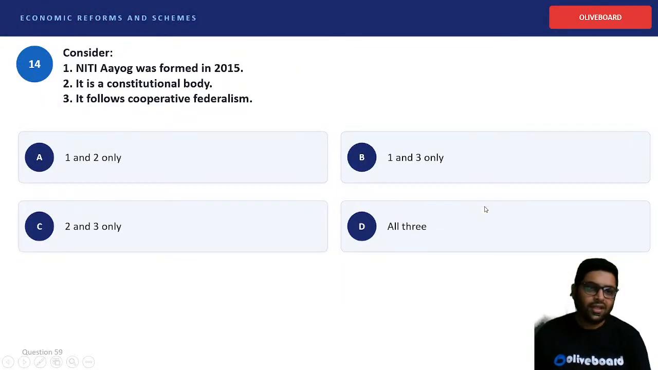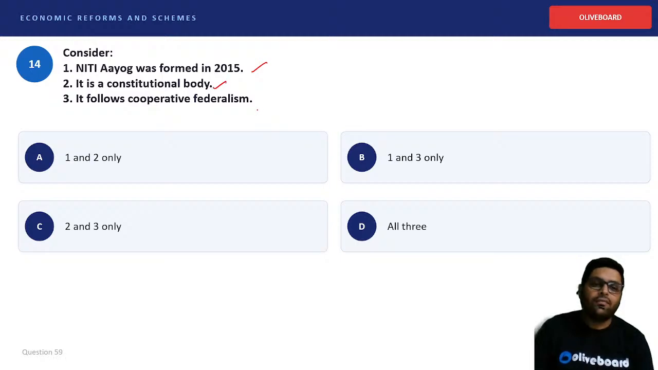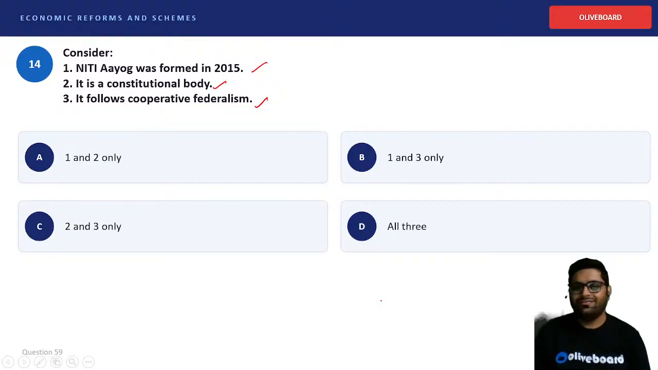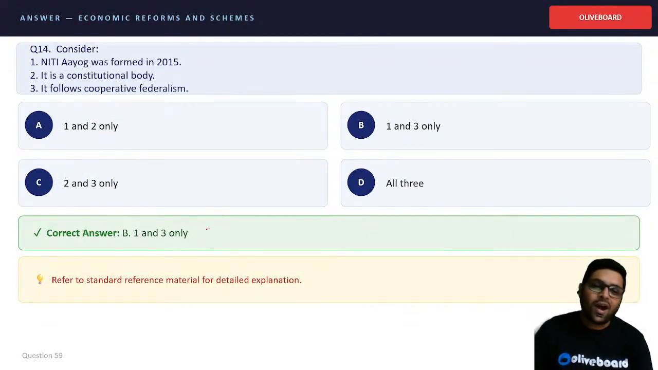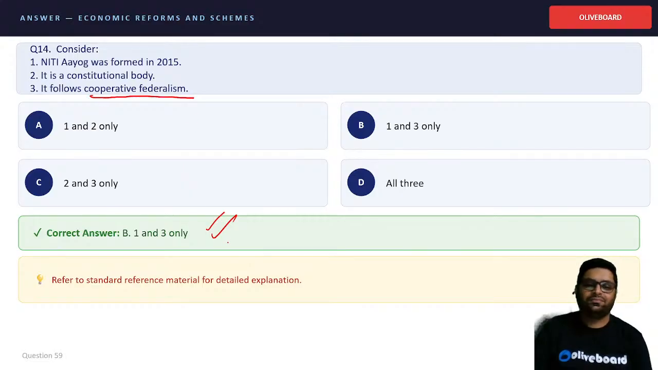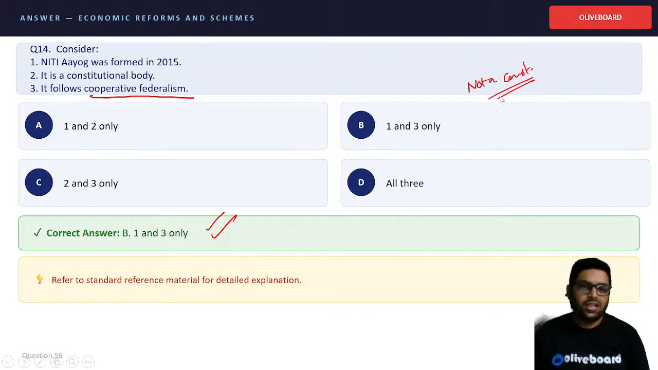Correct? Next, Niti Aayog was formed in 2015. It is a constitutional body. It follows cooperative federalism. Good question. I've deliberately put this question. Niti Aayog was formed in 2015, absolutely correct. It is a constitutional body? No, it is not a constitutional body. So only 1 and 3 are correct. It follows cooperative federalism. Niti Aayog is not a constitutional body. Please remember, Niti Aayog is not a constitutional body.